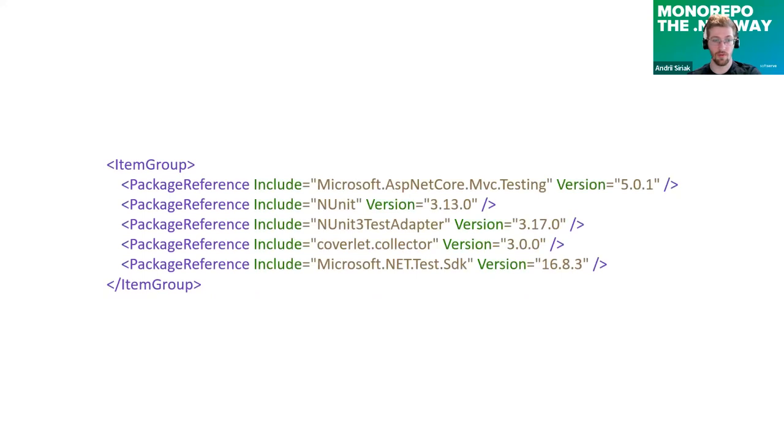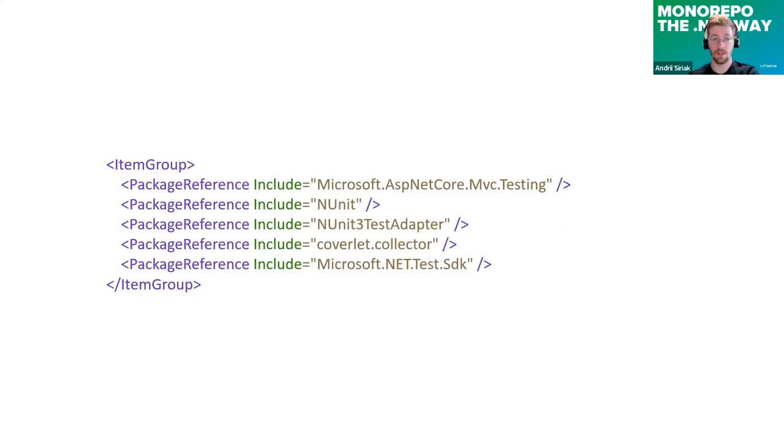And here you can see the previous version of package references that we have in our directory build props and in our project files. We remove the version from here and replace it with just package references. So we still declare what we use, but the version is determined centrally in one place so that we don't have any conflicts.